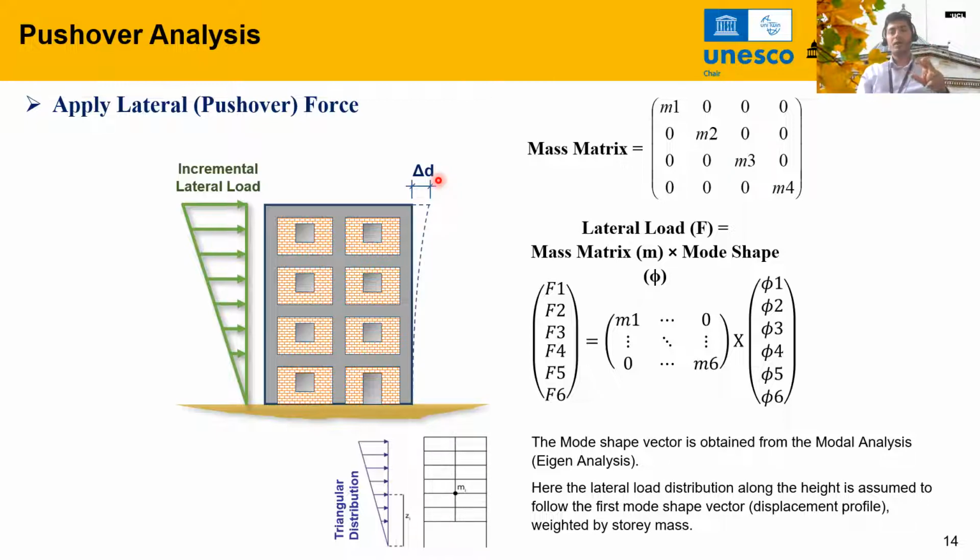That means we need to proportion this displacement profile with respect to the mass of your floors, because the more the mass, the more force it attracts. Therefore, the lateral force vector we get is the outcome of the mass matrix times the displacement profile, the first mode shape profile. That's how we get this lateral force pattern here.